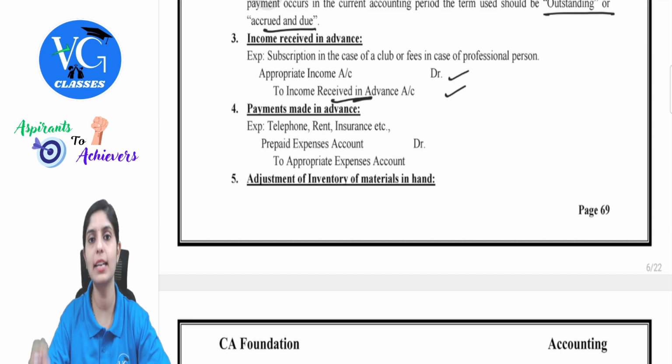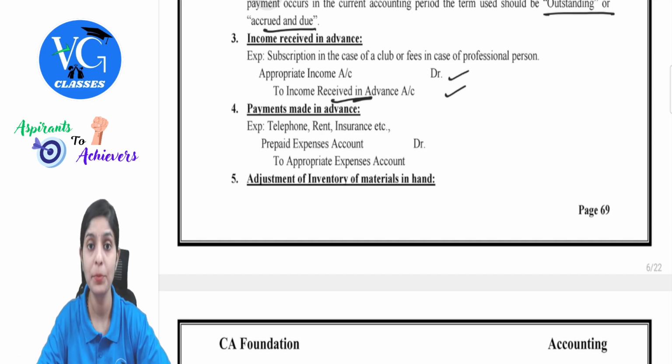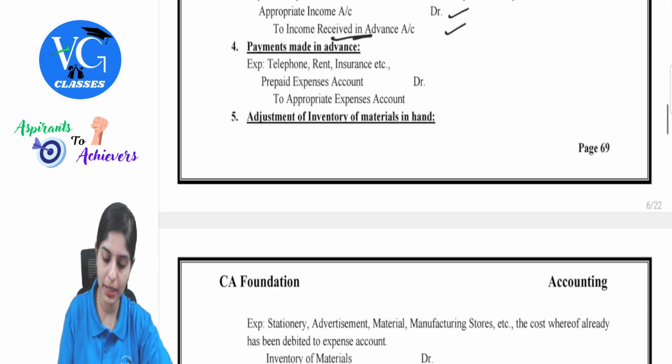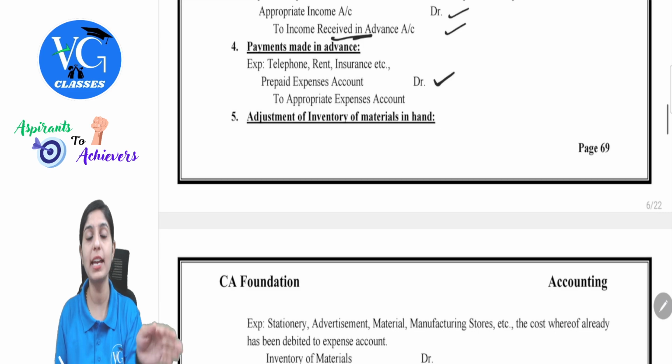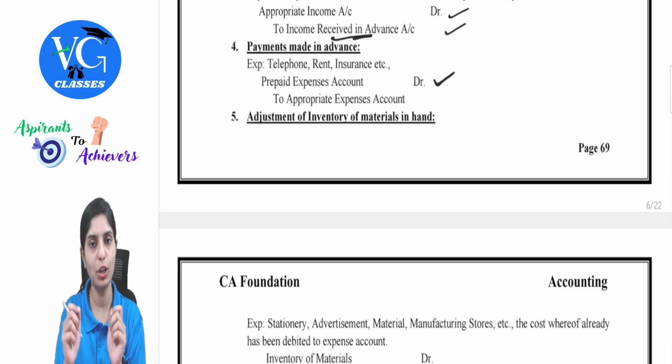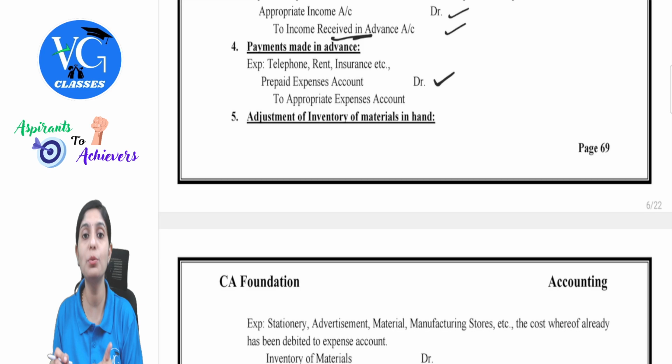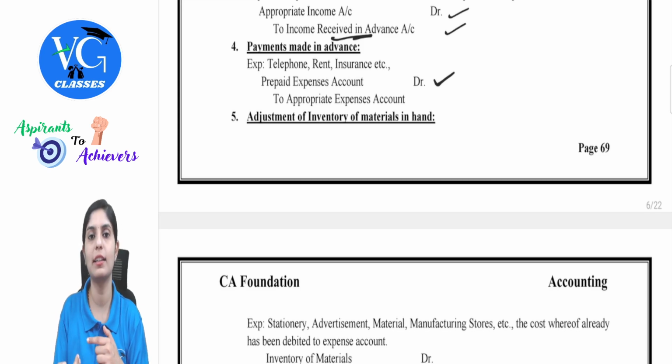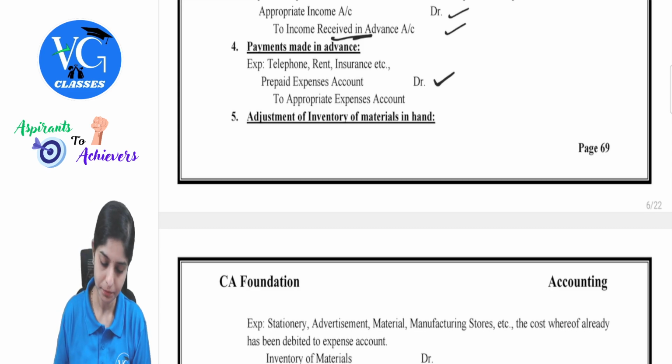In this particular case, if you have anything extra, which is paid for the next year in advance, how will you show this? Prepaid expenses account debit. Why you are debiting? Because this becomes in the nature of asset. You have complied your part of the obligation, but you are yet to consume the benefit. So when it is yet to be consumed, it is as good as nature of receivable yet. So we will debit it, showing it as an asset, and credit appropriate expenses account.